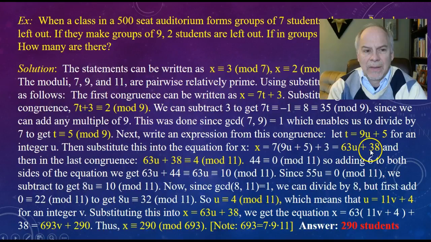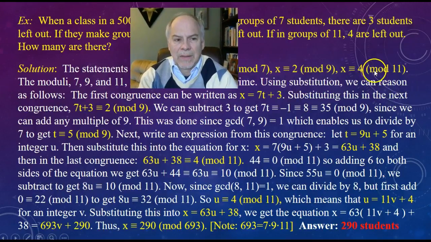Okay? Now, we haven't yet used the third congruence. x is congruent to 4 mod 11. So now we're going to substitute this, which is equal to x. x equals 63u plus 38. I'm going to substitute that into the third congruence in place of x. So 63u plus 38 is congruent to 4 mod 11. All right.